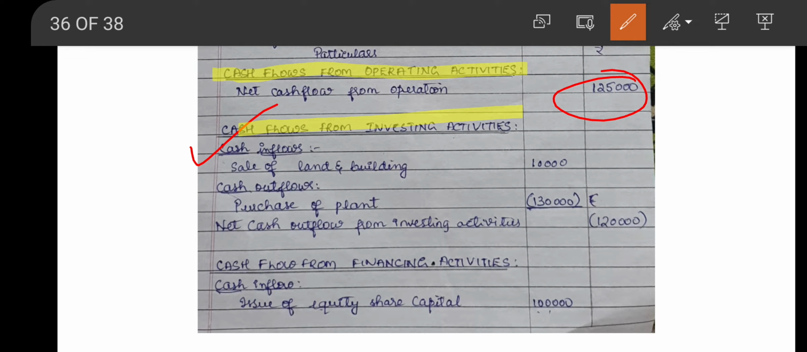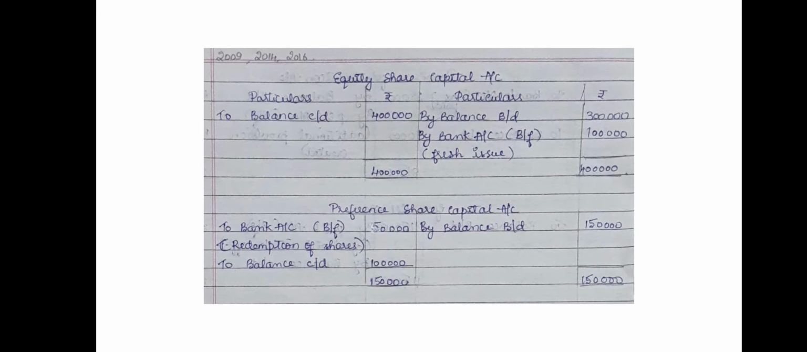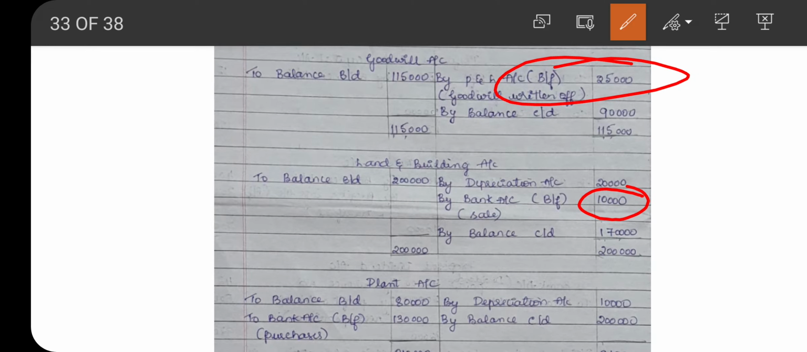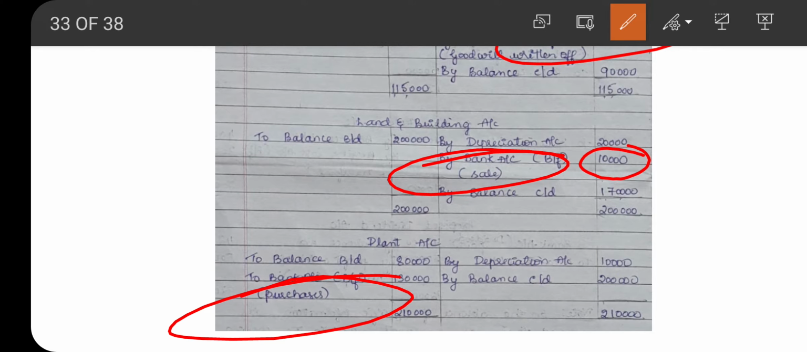So under cash inflow you should consider the sales: sale of land and building rupees 10,000. Relating to sale or purchase, they have not given anything in the problem, but we have prepared the land and building account, right? On the credit side we have written by bank account sales 10,000, and when it comes to plant account we have written to bank account purchase. So these are the investing activities.